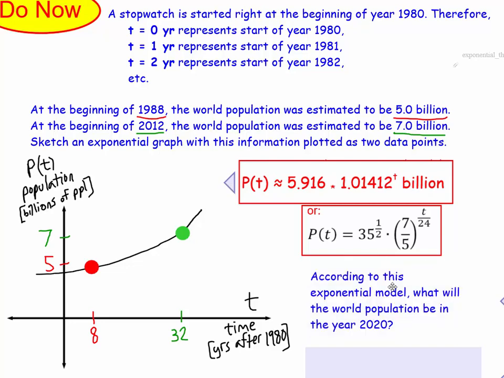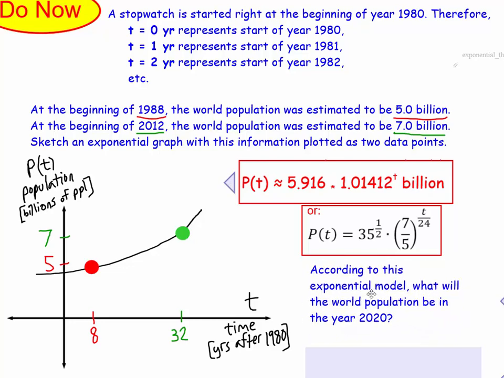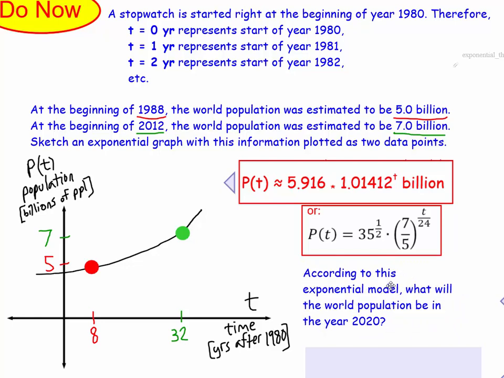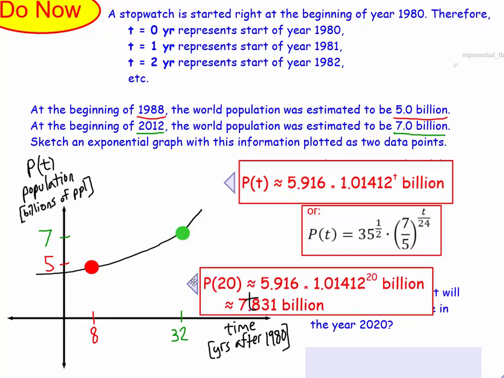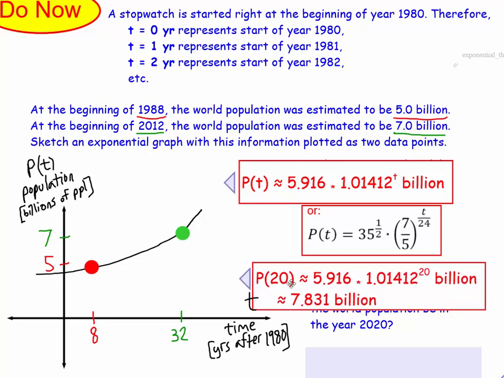We could also ask the question, according to this model, what would the world population be in the year 2020? I made this slide some years ago when we still would only have been speculating what the population would be in 2020. According to that model, since 2020 is 40 years after 1980, if I plugged t equals 40 into that equation, that model would have told us that the population in 2020 would be 7.831 billion people.